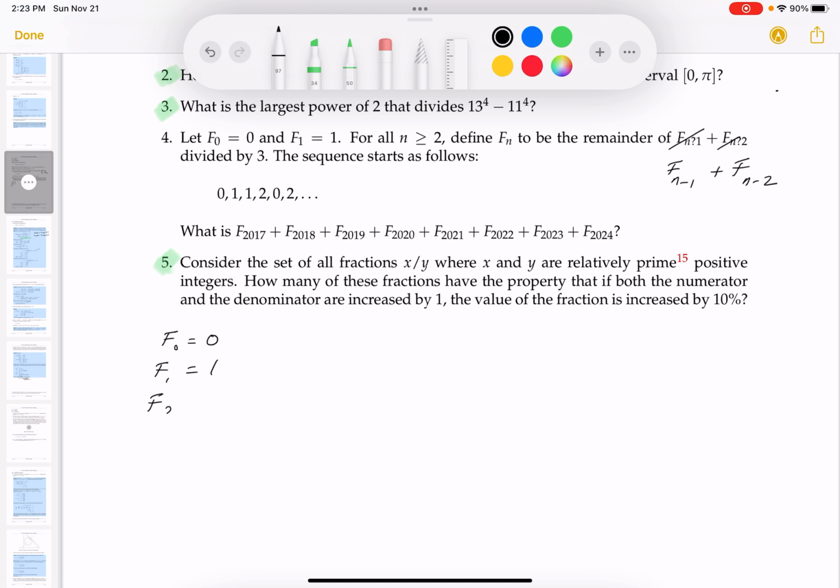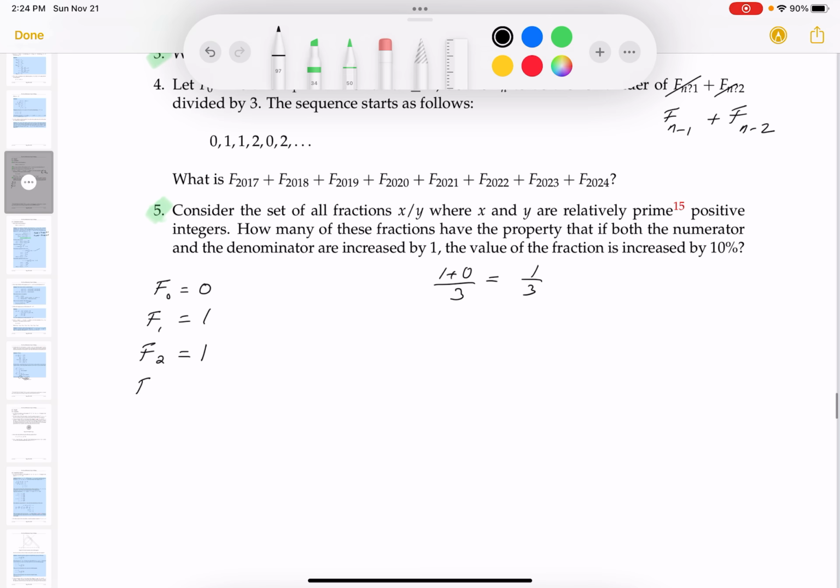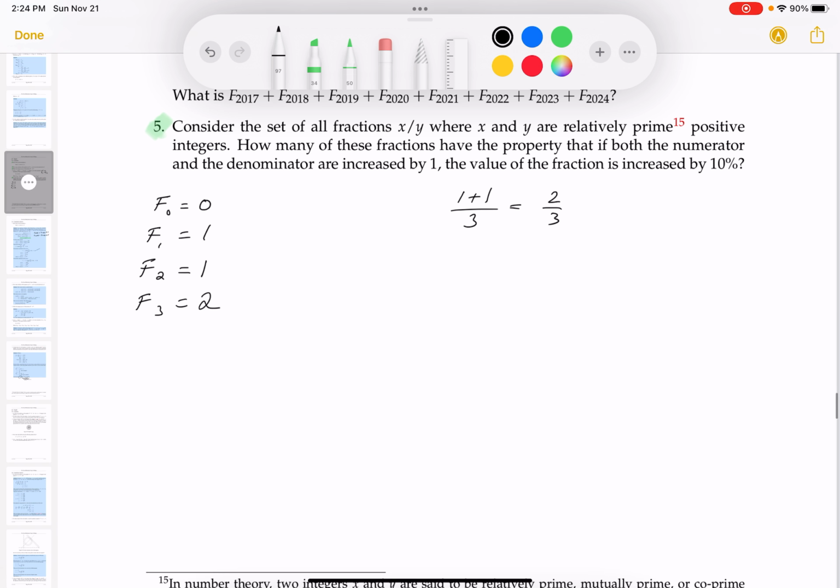So what's F2 going to be? Well, if you add the prior two terms together, it's going to be 1 plus 0. And if you divide by 3, 1 divided by 3, its remainder would be 1. All right, now let's do the next one. And I'll keep doing this until I see a pattern. I'm hoping to see a pattern, because when I see a pattern, I'm really kind of done. The next one says, you add the prior two terms together, 1 plus 1, and divide by 3, and now it would be 2 divided by 3, and you take its remainder. Well, if you divide 2 by 3, its remainder is 2. All right, let's keep going.